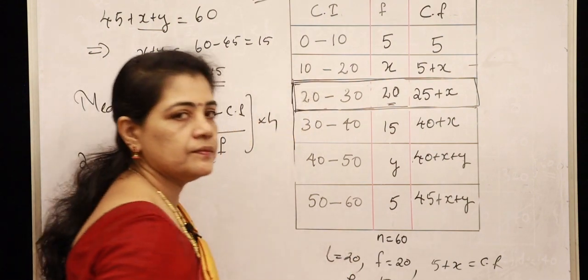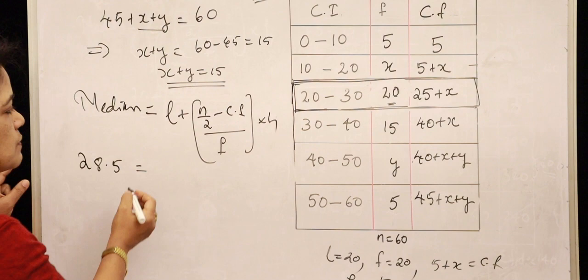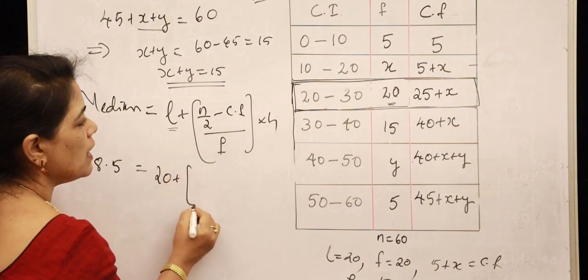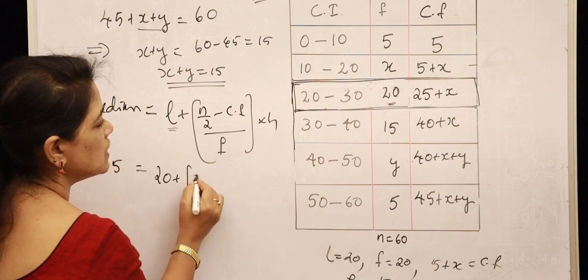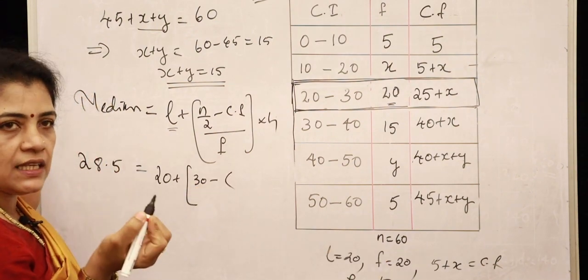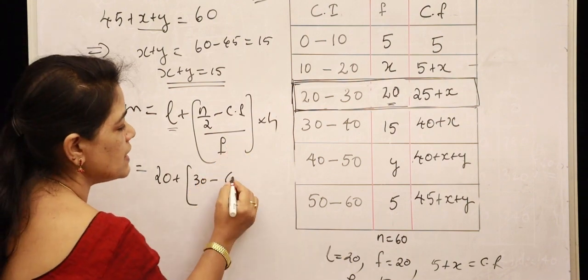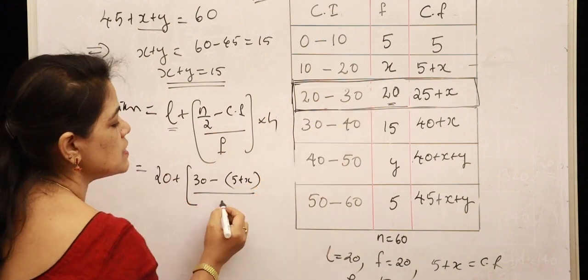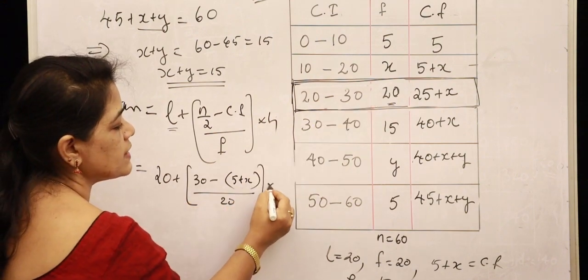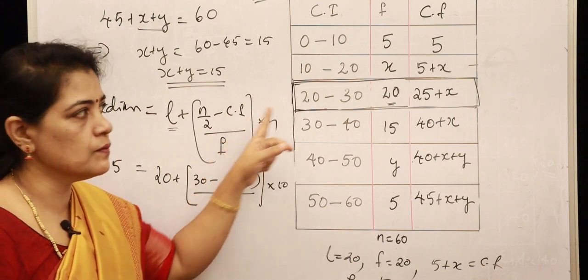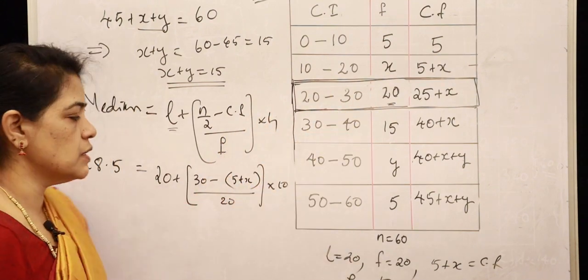Okay, then now we can substitute over here: lower limit 20 plus n by 2, 60 by 2, 30, minus CF, the cumulative frequency of the class preceding the median class, and that is 5 plus X, divided by frequency of the median class 20, into h 10. Step is clear. I just substituted the values from this frequency distribution table.